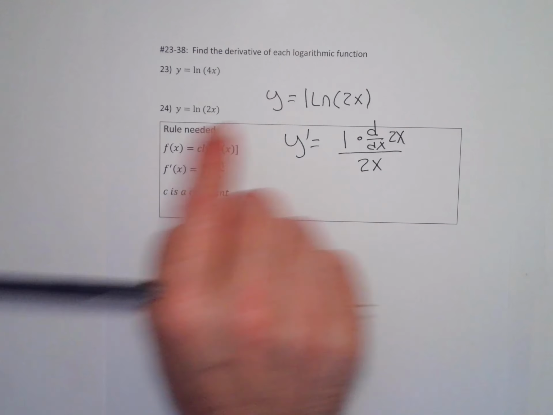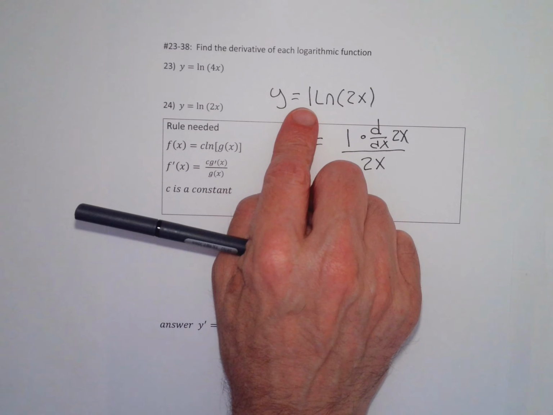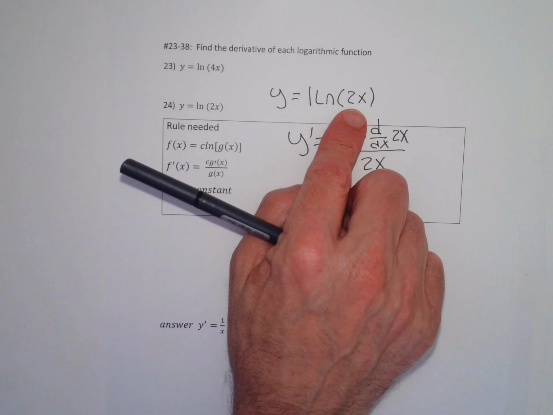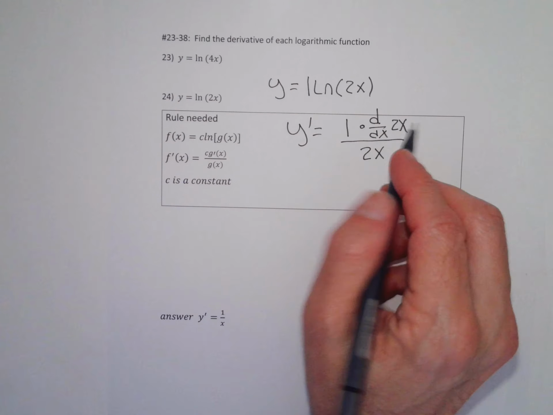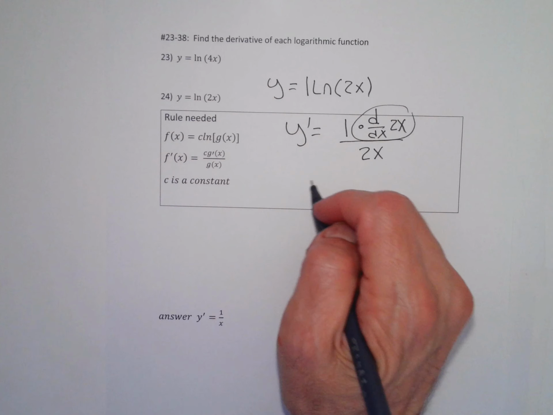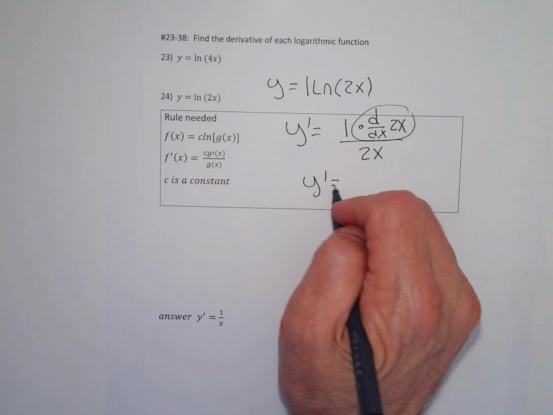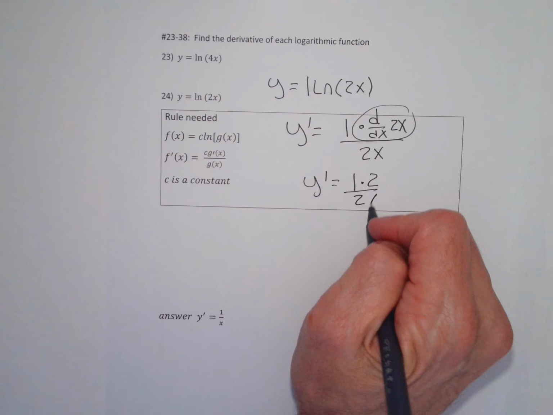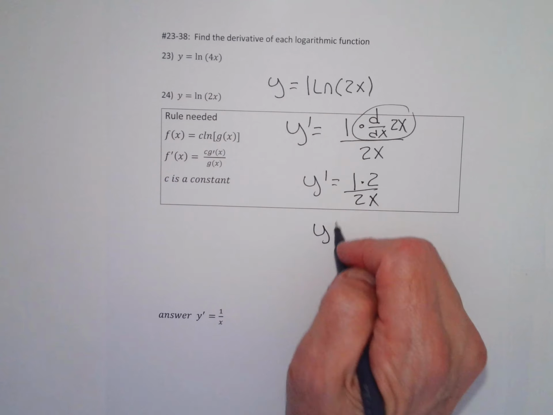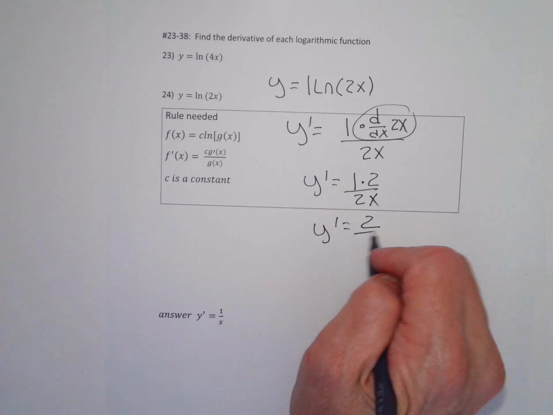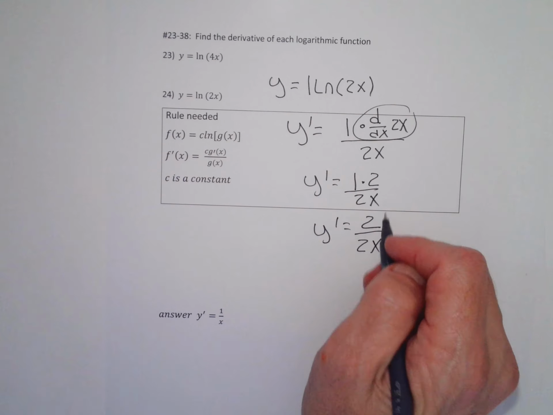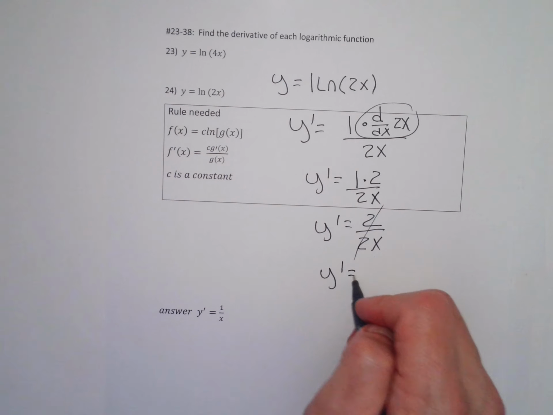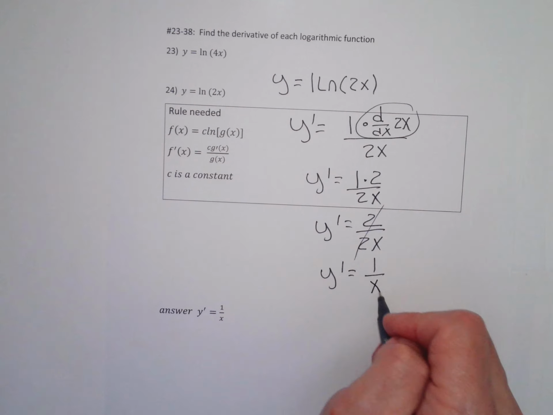So for ln, it's coefficient. I don't really need to write the coefficient. I'll probably stop writing it. Derivative of the argument divided by the argument. So the derivative of 2x is just 2. So this is going to be 1 times 2 over 2x. And that's just 2 over 2x. And I could cancel those 2's. I can't write a fraction without a numerator, so I'm just going to write this as 1 over x.